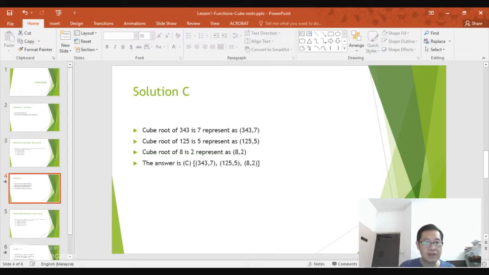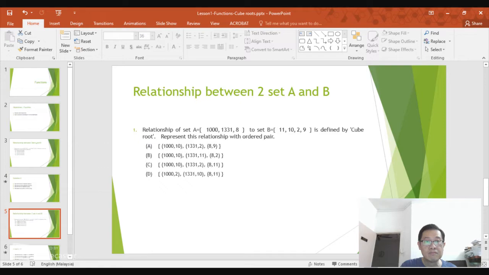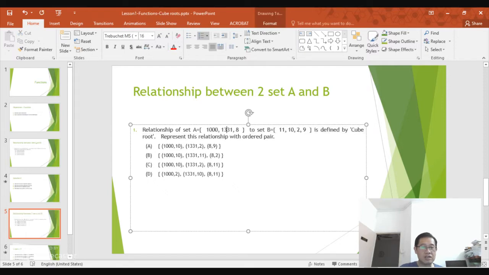Okay, now we move on to the next item. Now we have another example. Relationship of set A: 1000, 1331, 8. So now we're going to do the set B: 11, 10, 2, and 9. So we're going to define by the cube root again. So how are we going to represent the relationship? We use the example we did just now. Follow the same steps.